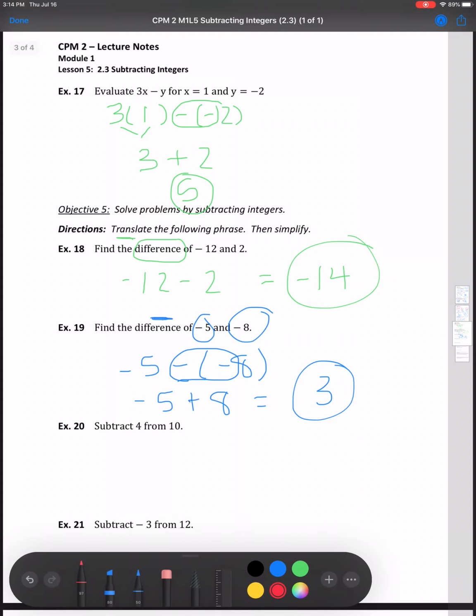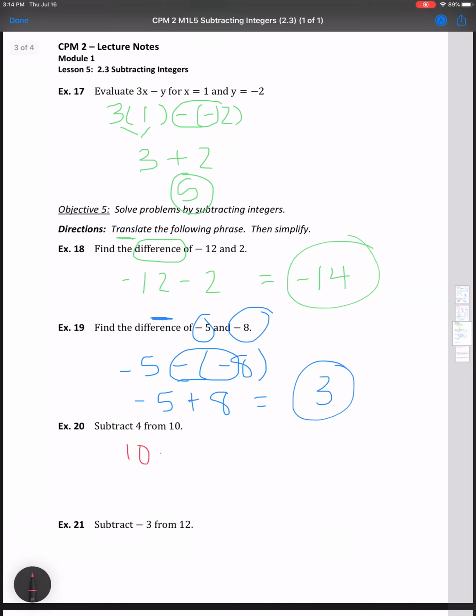Okay, let's try number 20. Subtract 4 from 10. Again, it's tricky. Subtract 4 from 10 is really this, right? Notice when you use subtract from, you will write it in the opposite order that you read it, so be careful. And then 10 minus 4 is 6.